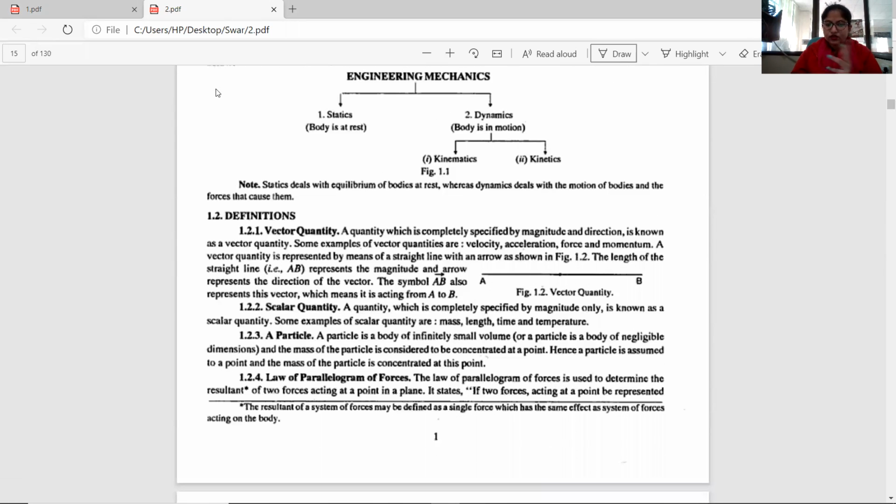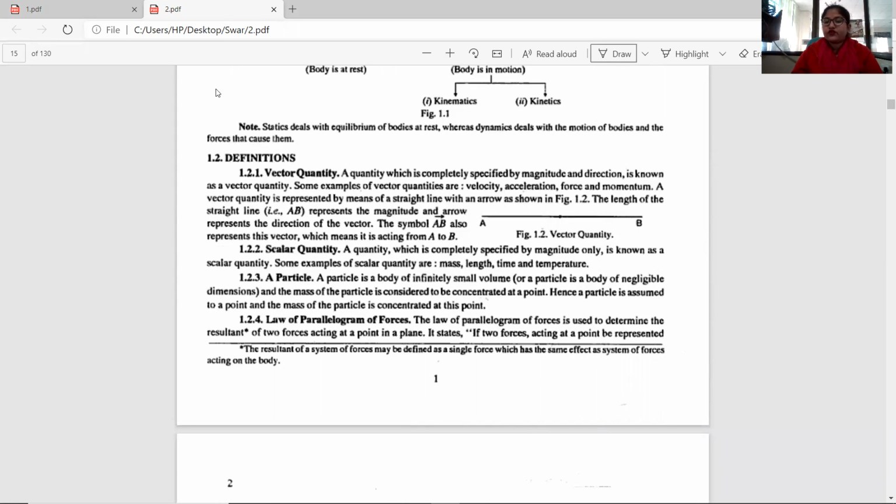Let's talk about them. The first thing is vector quantities. What is a vector quantity? A vector quantity is a quantity which is completely specified by magnitude and direction, like velocity, acceleration, force, and momentum. So when a quantity has some magnitude and a direction, that is known as a vector quantity.